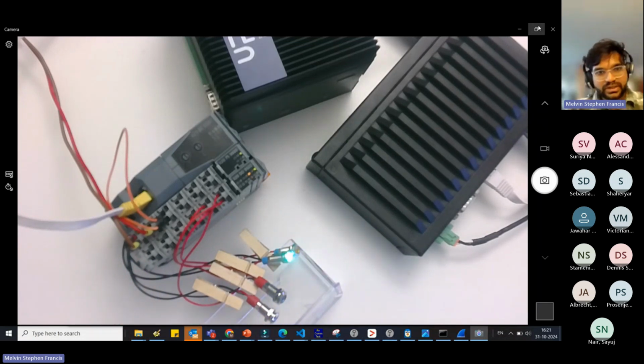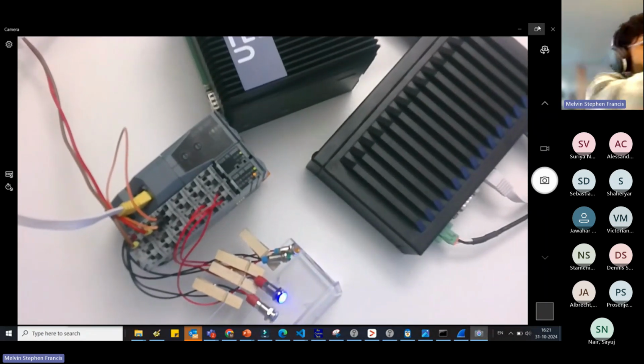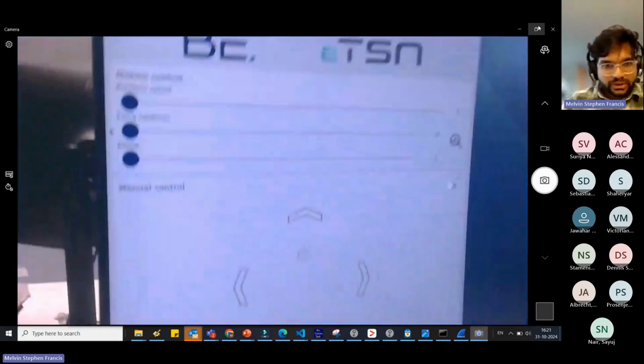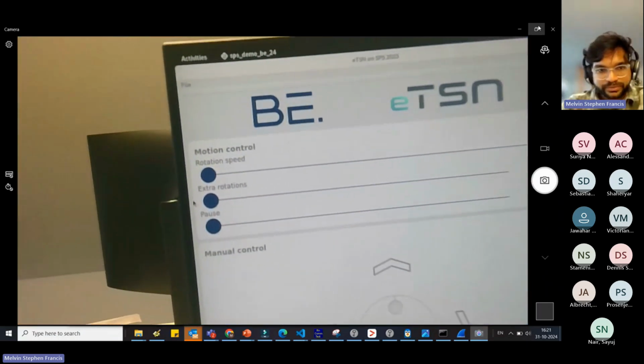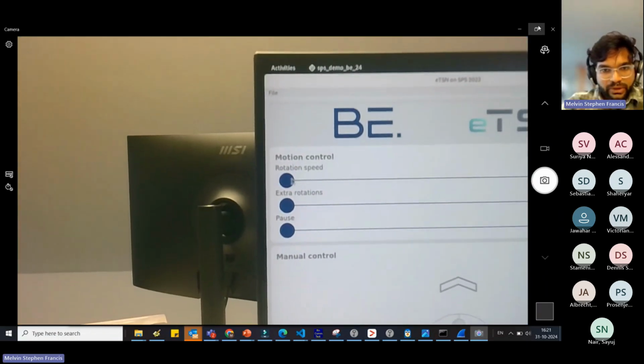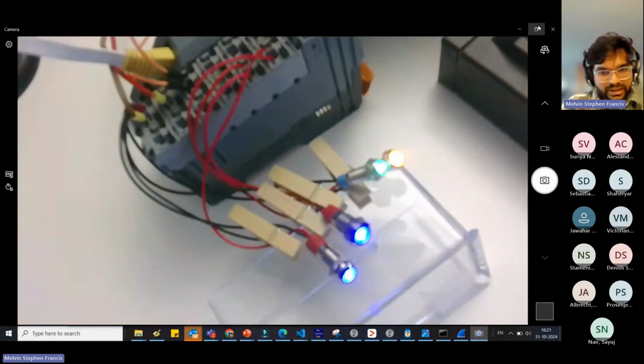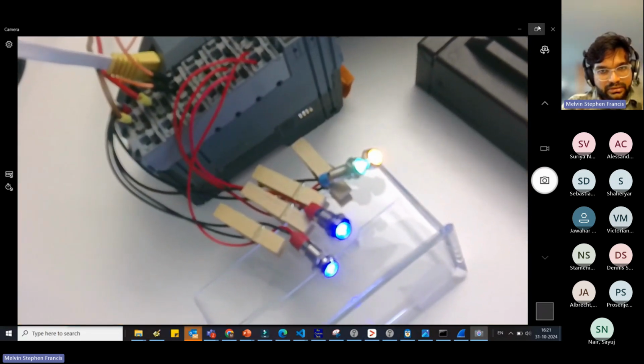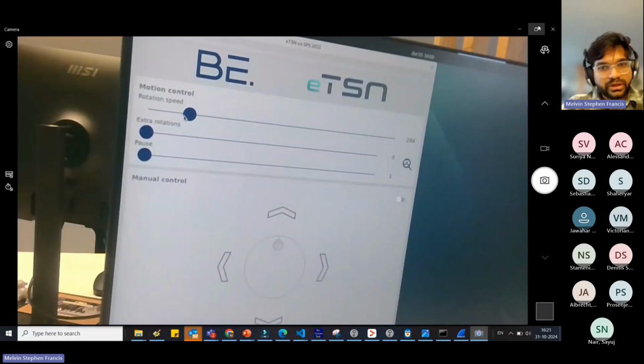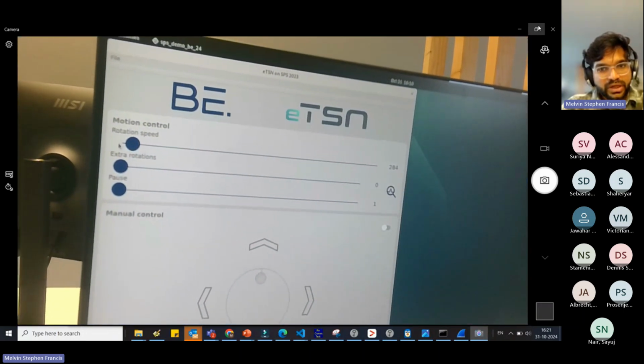So right now, since I've completed this demo, I'm going to take a risk of moving this camera and quickly show the Qt GUI here. So this is the Qt GUI that I spoke about. Let me increase the speed of the LEDs. So you can see that the LEDs have increased in speed, and now I'm going to reduce the speed.